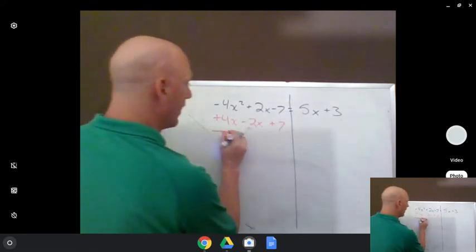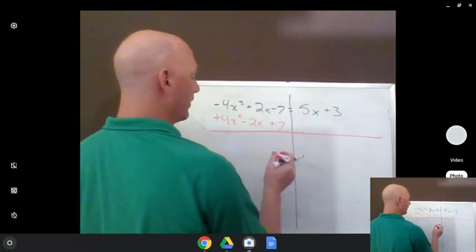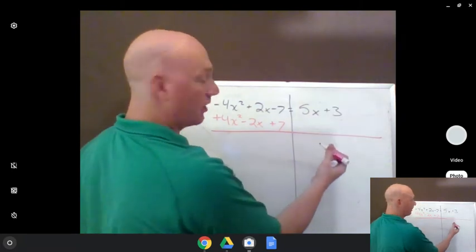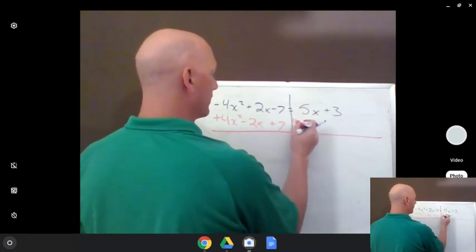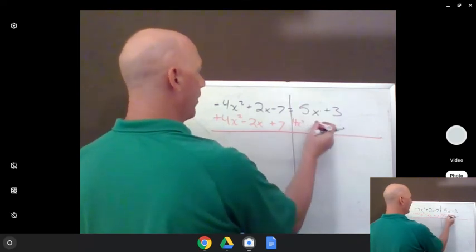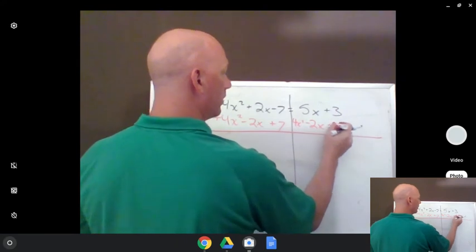Whatever you do to one side, you must do to the other side. So make sure I put my squared there. I'm going to actually line the stuff up. There's no x squareds over here, so I'm going to go really close to this side and put a 4x squared. Now under the 5x minus 2x, under the plus 3 plus 7.